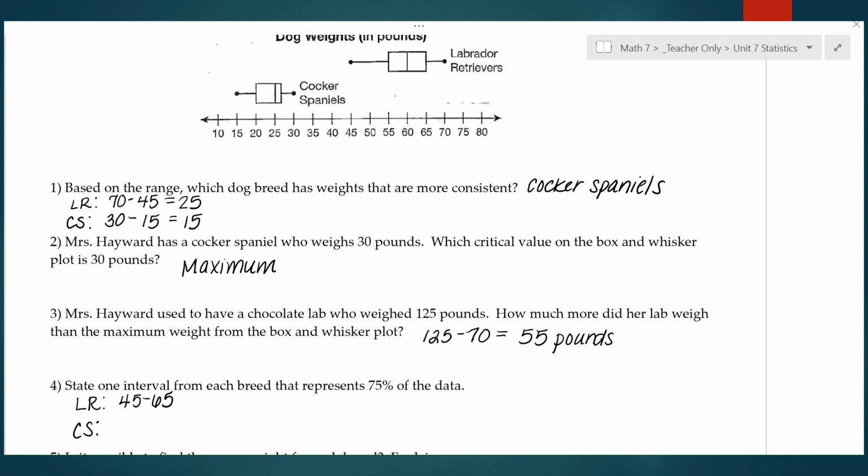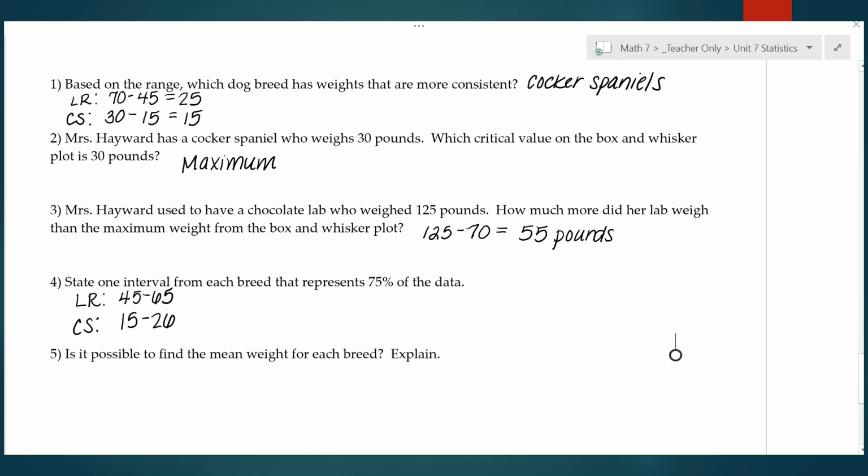For Cocker Spaniels, we can do the same thing. So I could say from 15 to, let's see, it looks about 26. That would be one interval. But I could have also done from 20 to 30. Both of those intervals contain 3 sections of your box and whisker plot.